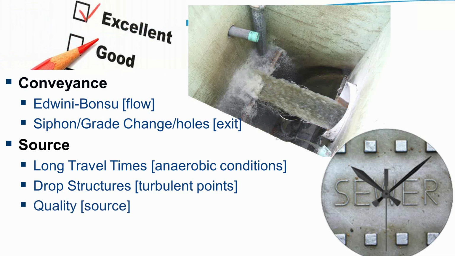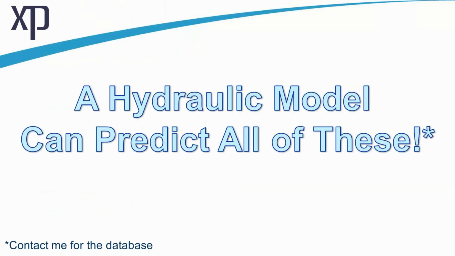So you may ask yourself, given all these different things, why are we talking about that in the context of a hydraulic model? Well, that's because a hydraulic model can predict pretty much all of those things. If you think about it, the geometry of the model would tell you any drop structure, change in grade. You can calculate travel time based on the flow, the velocity, and the length. And if you know the relationship between air and water flow, you can calculate that as well.